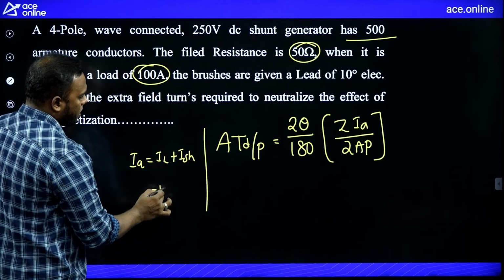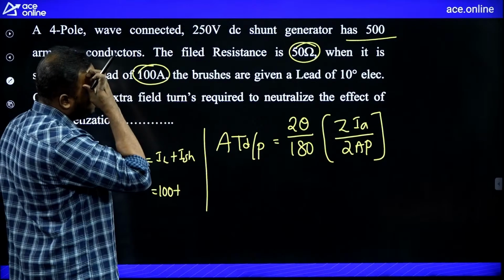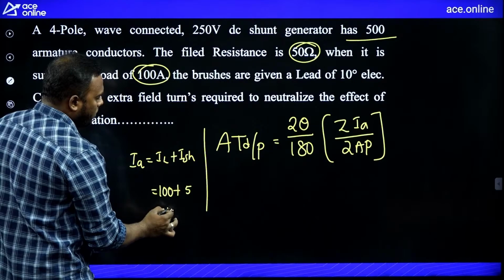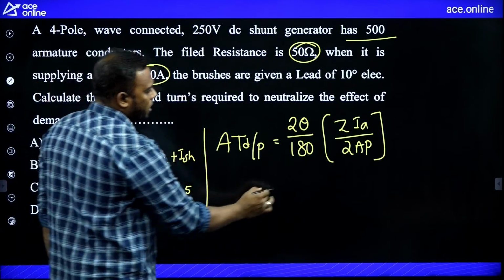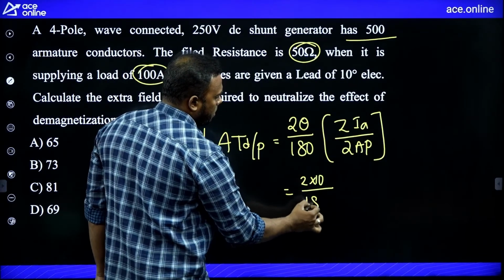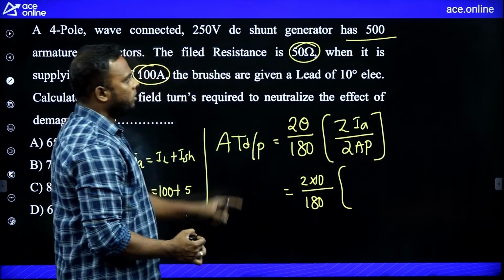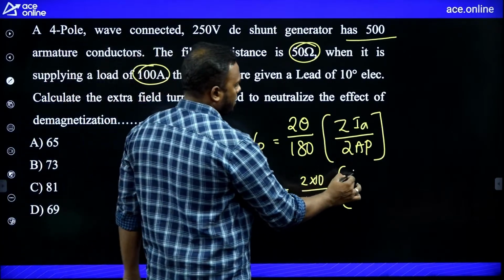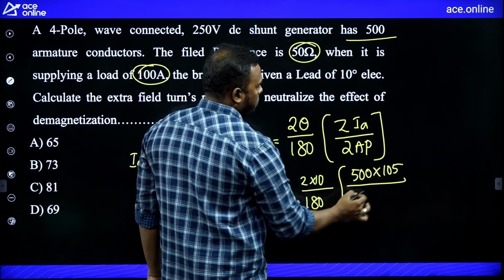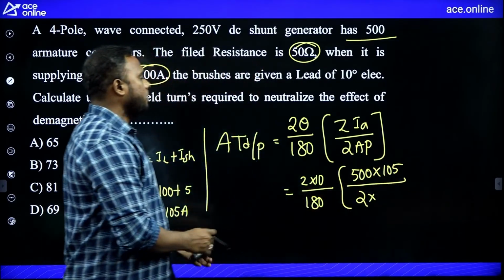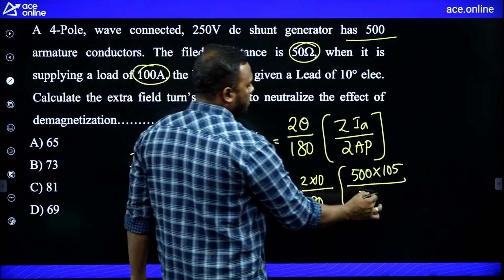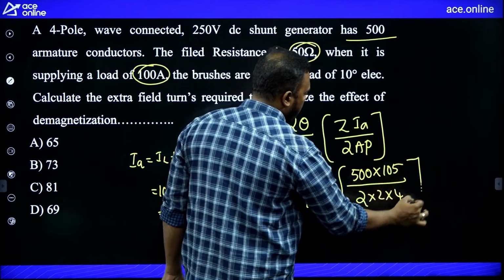Okay, what is IL? 100. What is ISH? V by RSH. Voltage is 250 by 50, 5 amperes. 105 amperes is IA. Now substitute here. 2 theta, theta is 10 degrees, divided by 180. Z, how many conductors are there total? 500 conductors into armature current 105 divided by 2 AP. What is A here? Wave connected, A equal to 2 and poles are 4. 2 into 4. Find out how much demagnetizing.